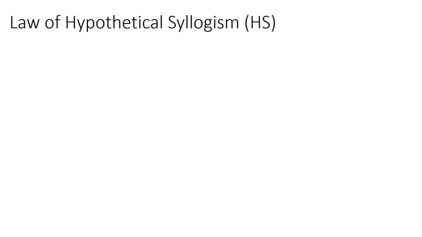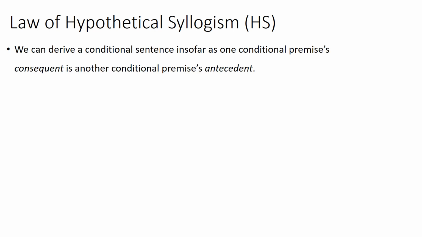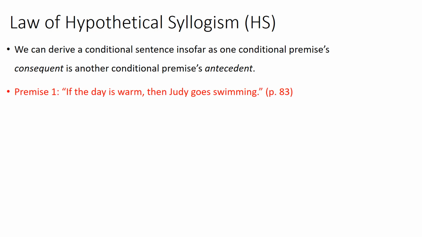Let's consider the law of hypothetical syllogism, or HS for short. Thankfully, if you pick up any textbook on logic, there's no ambiguity here in terms of terminology. The hypothetical syllogism is a hypothetical syllogism. Now we can derive a conditional sentence insofar as one conditional premise's consequent is another conditional premise's antecedent. I think an example will help. This is from page 83 of the Suppes and Hill textbook.